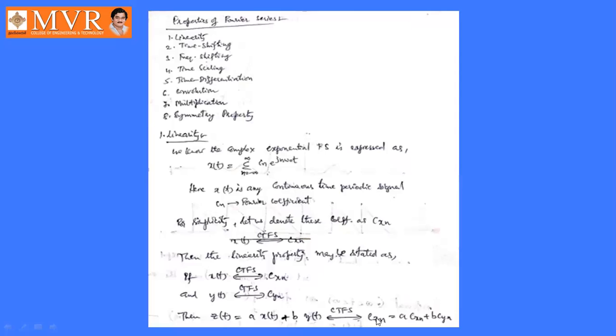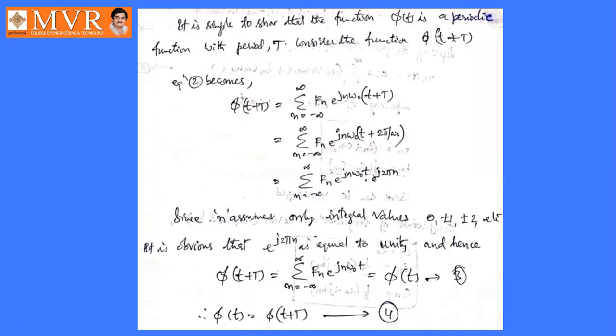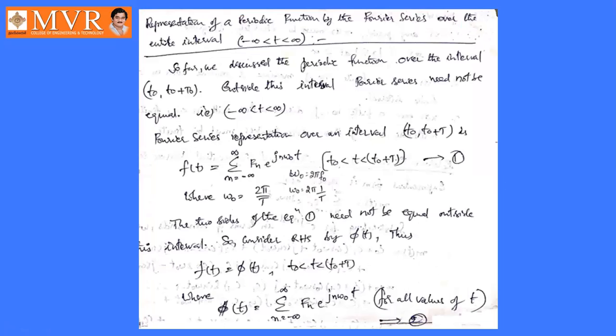So that is about the representation of a periodic function by the Fourier series over the entire interval. Not only within the interval, beyond that interval also it is periodic. That was proved as phi of t equal to phi of t plus T.